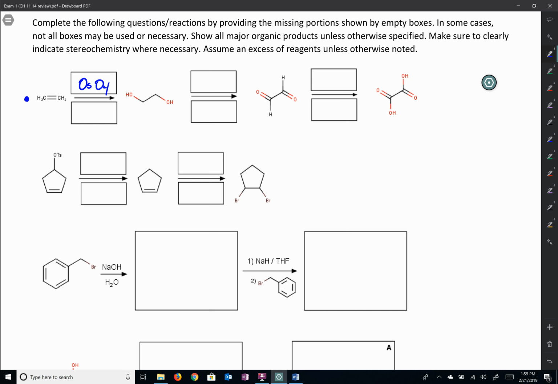Now, for the next part, we're taking a diol and turning it into a set of aldehydes. So we need to do, let's say, a soft or an incomplete oxidation, right? We need to do an oxidation without water around: PCC or PDC or a Swern oxidation or DMP. Any of these would have been acceptable answers here, right? But PCC, we'll just go with that.